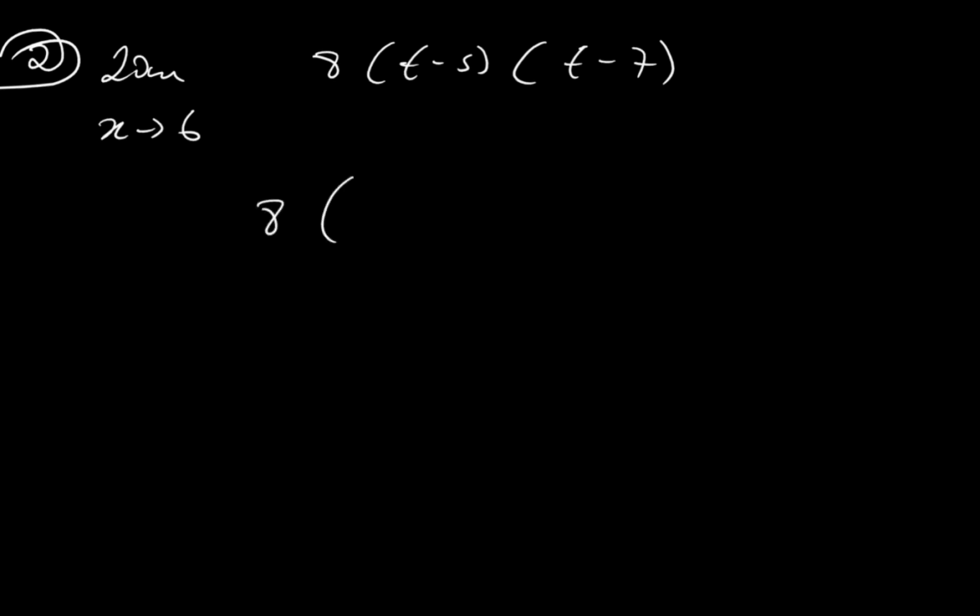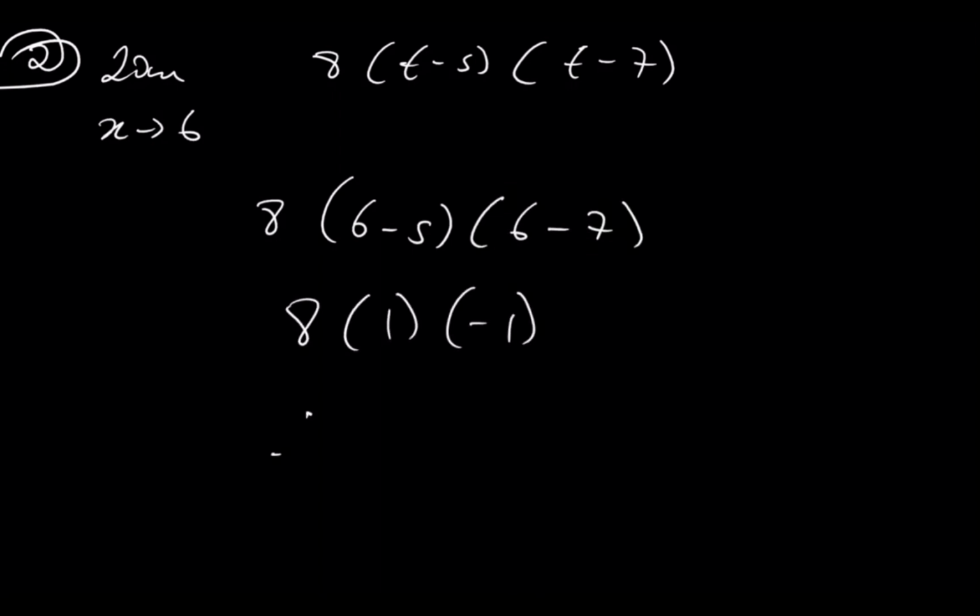So you have another question, limit as x approaches 6 of the function 8, t minus 5, t minus 7. Let's try and plug in. So you have 8, 6 minus 5, then you get 6 minus 7. Just gives you 8, 1 there, and minus 1 there. So basically you get your limit to be minus 8.